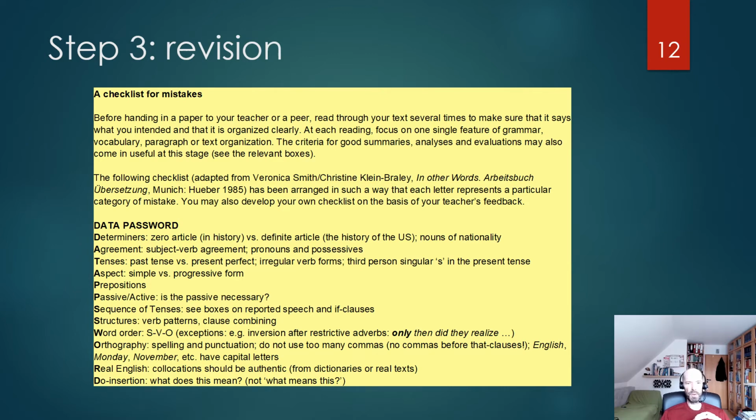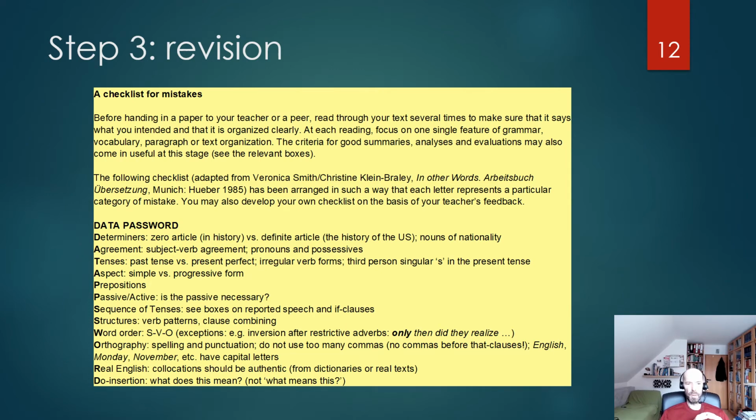Are pronouns and possessives used correctly? Tenses: have I used the present perfect correctly, or should I have used the past tense? Aspect, simple versus progressive form. Prepositions, passive versus active. Is the passive voice really necessary? Sequence of tenses. In any grammar you'll find boxes on reported speech and if clauses, for instance.